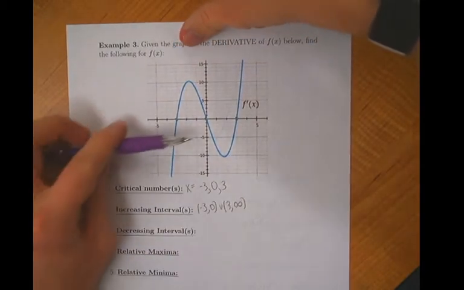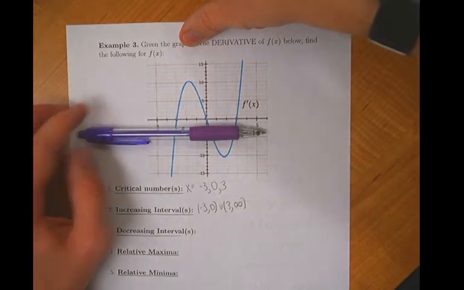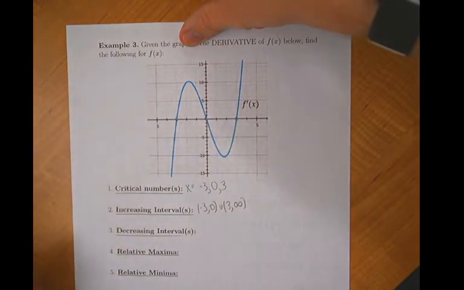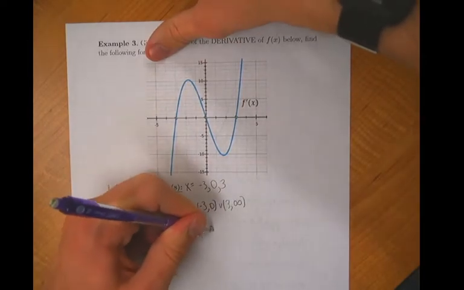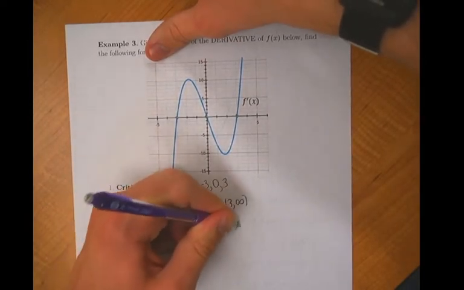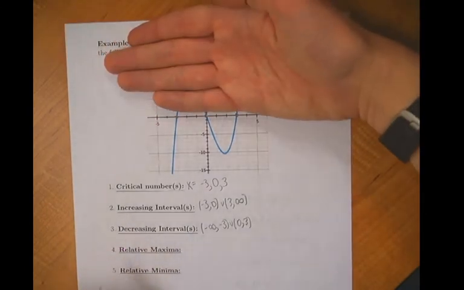Those are the intervals that correspond to when f prime of x is above the x-axis. And then someone else, what would be the decreasing intervals? Negative infinity to negative 3, and 0 to 3. Yes, negative infinity to negative 3, and then 0 to 3.